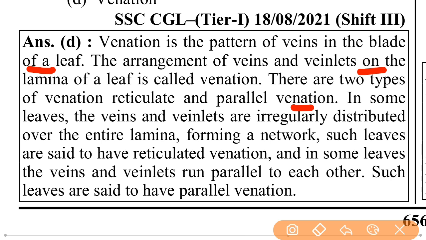In some leaves, the veins and veinlets are irregularly distributed over the entire lamina, forming a network. Such leaves are said to have reticulate venation. And in some leaves, the veins and veinlets run parallel to each other. Such leaves are said to have parallel venation.